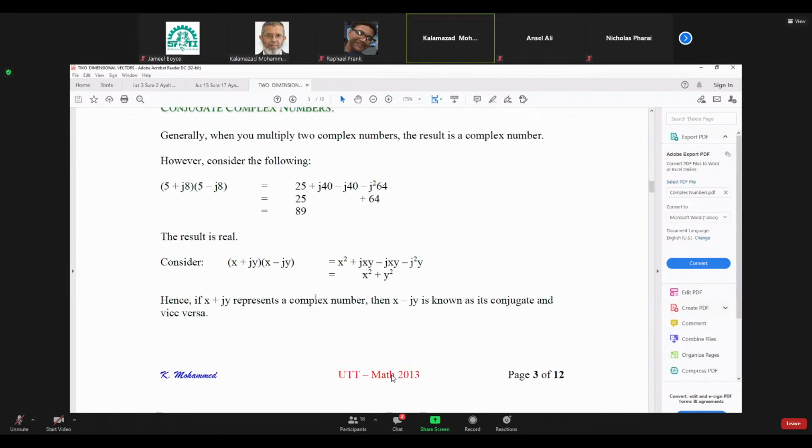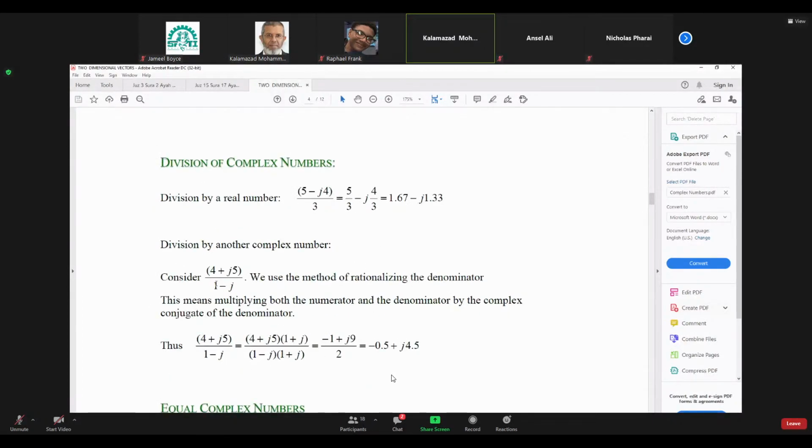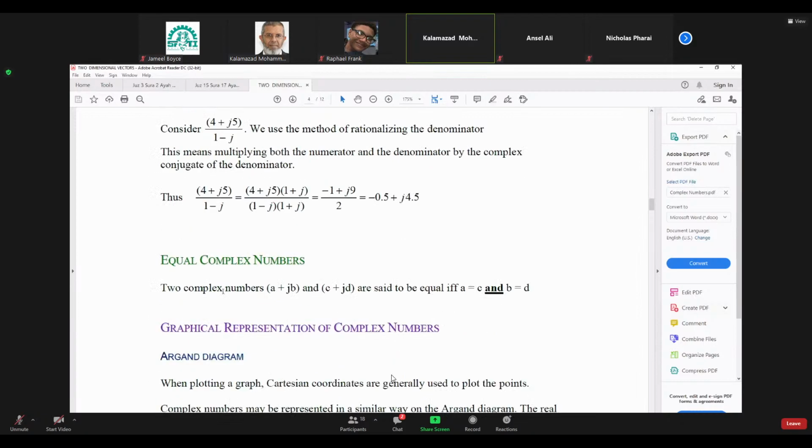All right, to divide complex numbers, you multiply the numerator and the denominator by the conjugate of the denominator. And the conjugate of the denominator is simply formed by changing the sign in the middle. The sign in front of the imaginary part is changed. That gives us our conjugate.